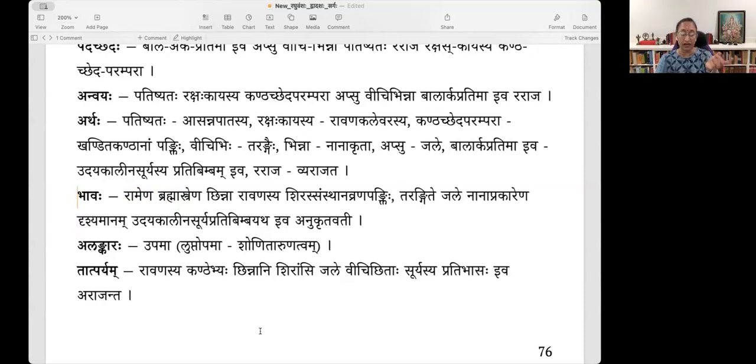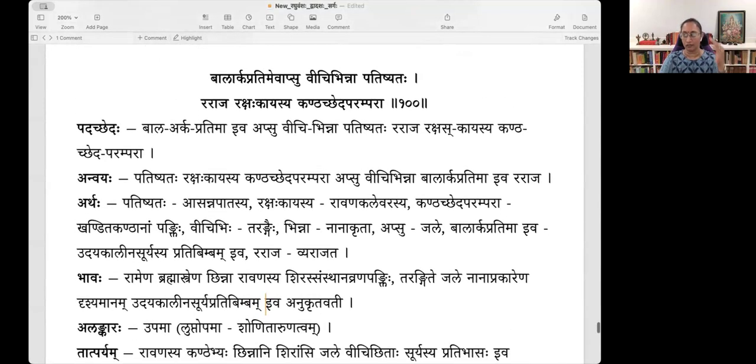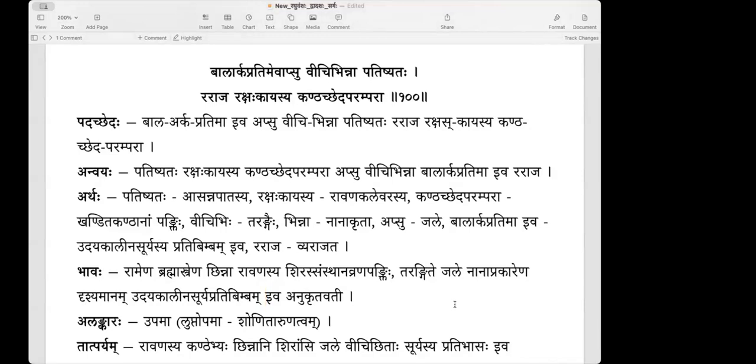Panktih tarangite jale nana prakarena drishyamanam udayakalina surya pratibimbitam iva, pratibimbam iva anukrityavati. Okay, tarangite jale, in the waters which have a lot of waves, nanam prakarena drishyamanam pratibimbam iva, the Surya's reflection is being seen in different manner because of the waves in the water. This row of heads resembled that. It seemed like it was imitating this Surya Pratibimbam on water. The row of heads are not on the water. It is only the Surya Pratibimbam which is there on the water. I suppose it's the volume of blood that's like the water waves.